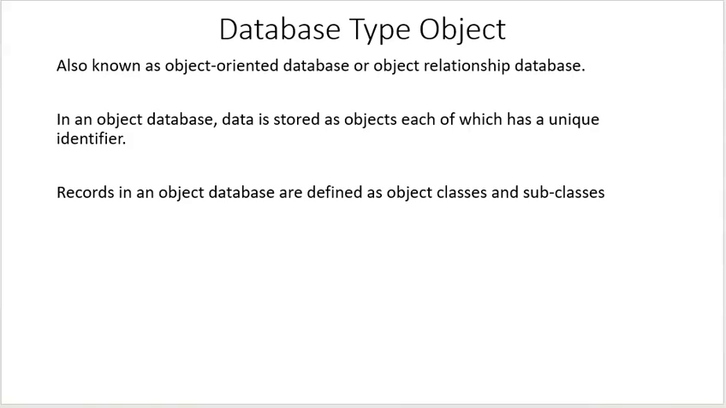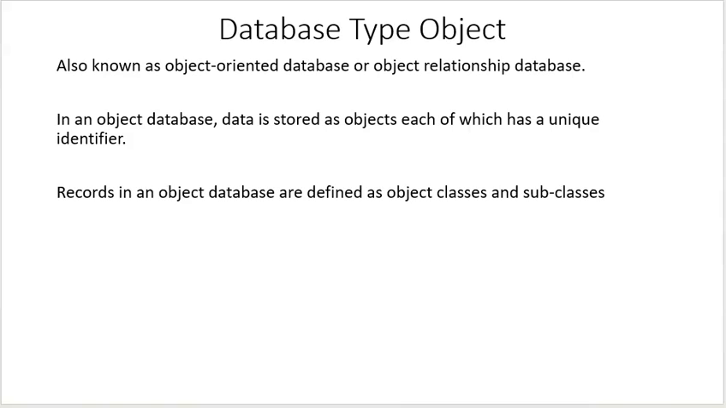And then there is database type object, also known as an object-oriented database or object relationship database. In an object database, data is stored as objects, each of which has a unique identifier. This is a little different than a relational database, but it works kind of similar. Instead of storing information in a giant Excel sheet with all these tabs, it puts them into bundles, or objects. You're still using a relationship between these objects, but they're not stored in tabs and tables, they're stored as objects. It works best with object-oriented programming, so things like Python and Java use objects in their programming.